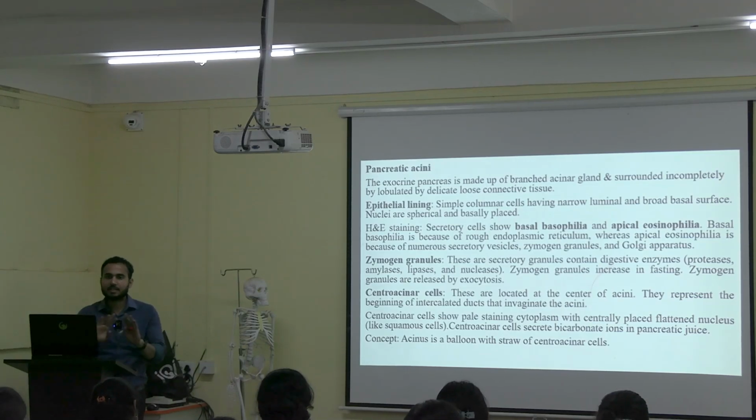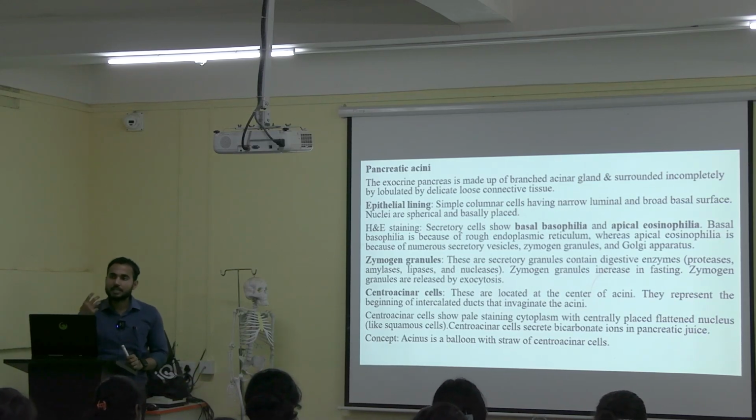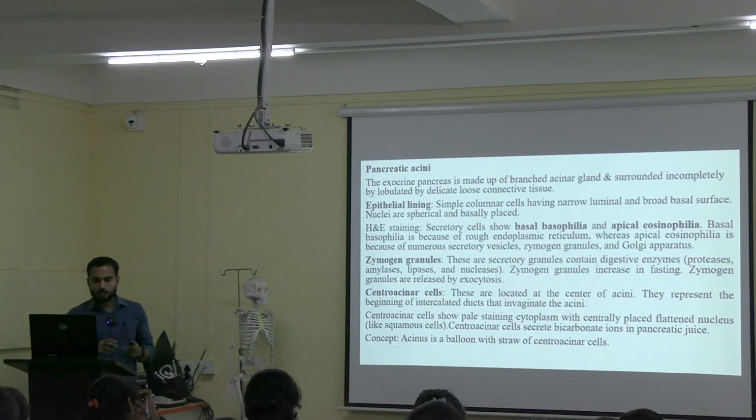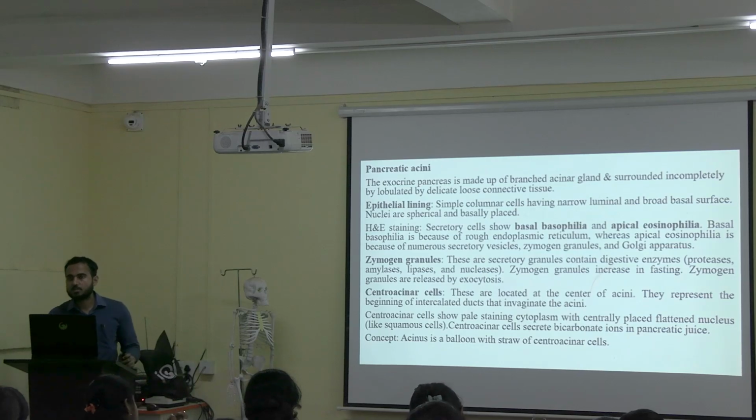It doesn't directly have any secretory function like secretion of the enzyme. But one important point: it adds bicarbonate ions. When the pancreatic enzyme is flowing through the duct, bicarbonate ions are produced by these centroacinar cells and added into the pancreatic enzymes to maintain the pH. So I hope it is clear about the centroacinar cells, everyone.